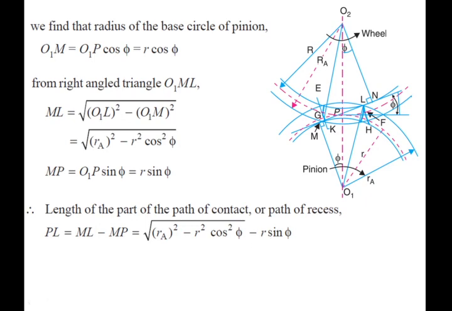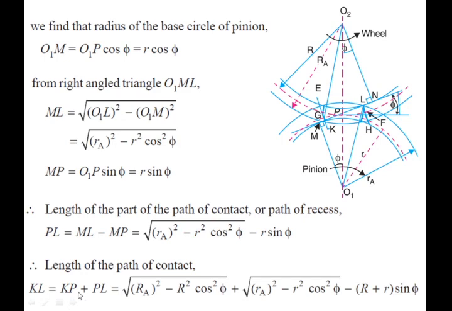And previously we have found the length of path of approach. Thus, the length of path of contact, which is the addition of the length of path of approach and length of path of recess, we have KL equal to KP plus PL, that will be equal to under root of Ra square minus R square cos square phi plus under root of small Ra square minus small r square cos square phi minus capital R plus R into sin phi. So that will be the relation for length of path of contact.